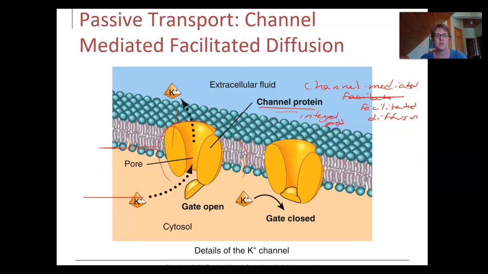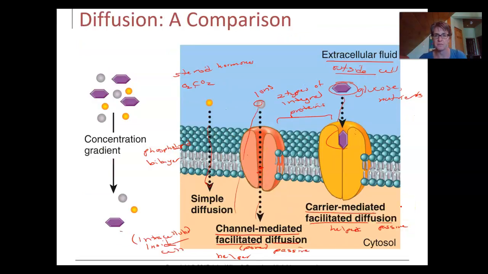But I have a gate on it. So see, I control my channels with gates. It controls when things move, not what moves. They're usually different channels. It controls when things move, because I only want potassium to move at certain times.